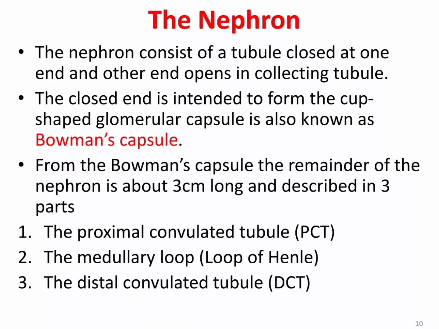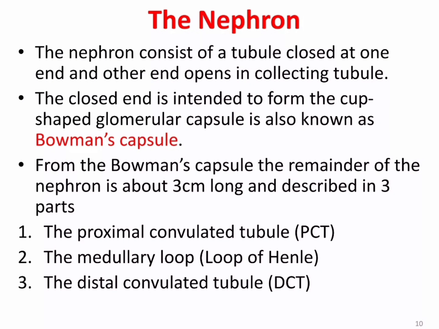Next is the nephron. The nephron consists of tubules closed at one end, and the other end is open into a collecting tubule. The closed end is indented to form a cup-shaped glomerular capsule known as Bowman's capsule. From Bowman's capsule, the remainder of the nephron is about 3 cm long and is divided into 3 parts.